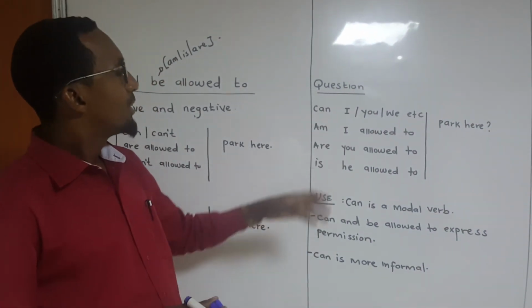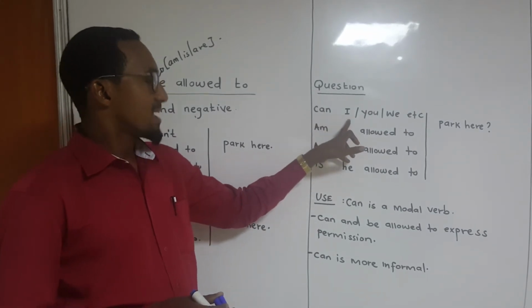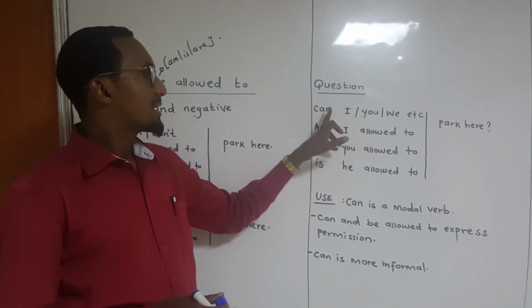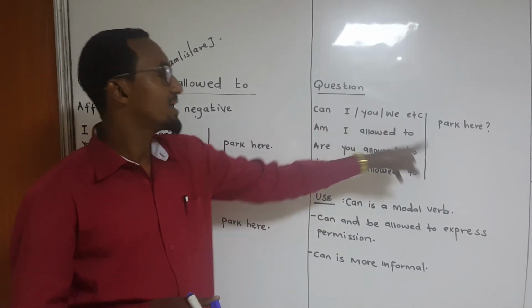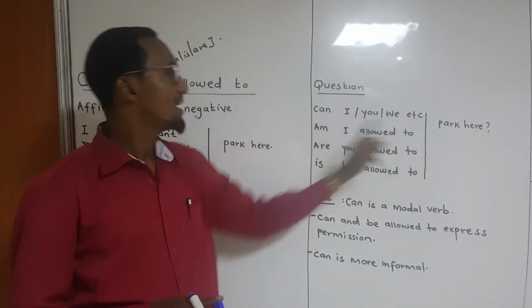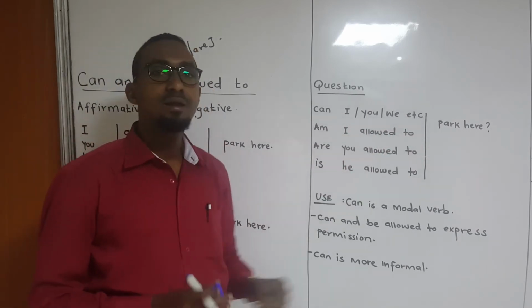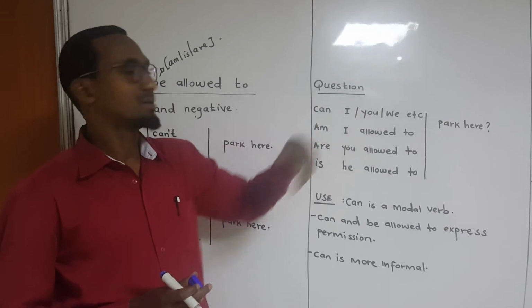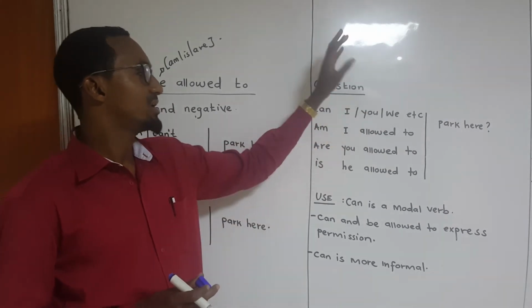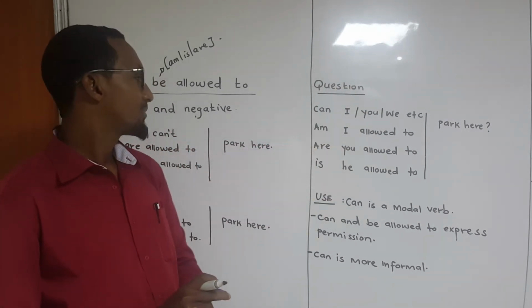Question. I can park here. Can I park here? You see that? Can I park here? Can you park here? Can we park here? And etc. We can say can they, or can she, or can he, or can it.